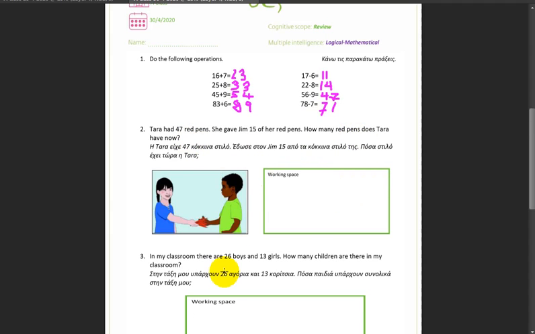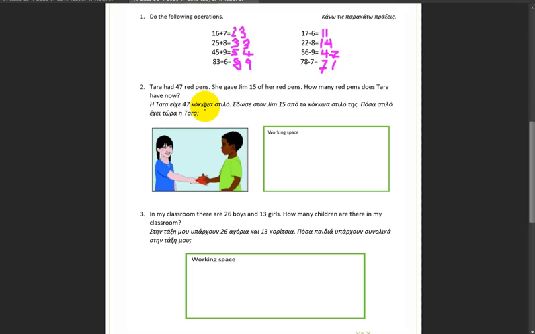Next up, we have two word problems. Let's read the first one. The first one says, Tara had 47 red pens. She gave Jim 15 of her red pens. How many red pens does Tara have now?